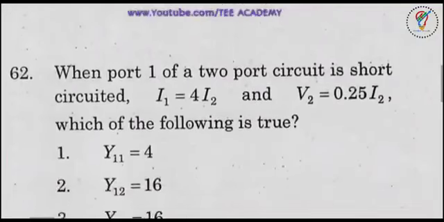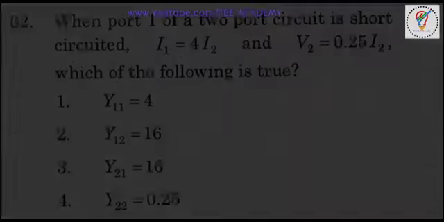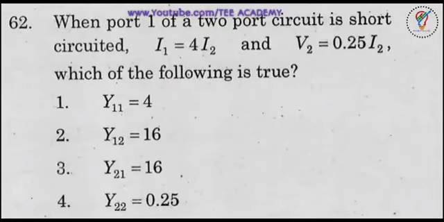Okay, next question. When port 1 of a 2-port circuit is short circuited, I1 is equal to 4 times I2 and V2 is 0.25 times that of I2. Which of the following is true? Among all the given 4 options, the common point you can observe here is that all are admittance parameters. So for that we'll take the admittance parameters equation.